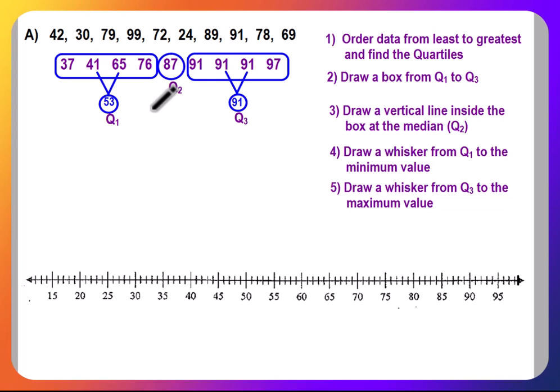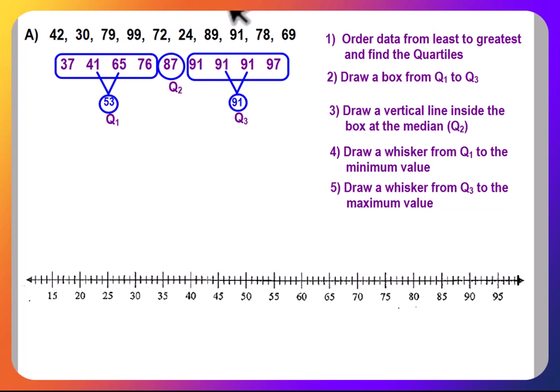Then to find quartile 1 and quartile 3, we had to find the median of the lower half of the data. Well, it's an even number, so there's not going to be one specific middle number. Instead, the middle number falls between 41 and 65. So we had to find the mean of those two numbers, and we got 53. We did the same thing for the upper half of the data. 91 were the two middle numbers. We found the mean of 91 and 91, and we got 91. That was our third quartile. So now we're ready to draw our box.